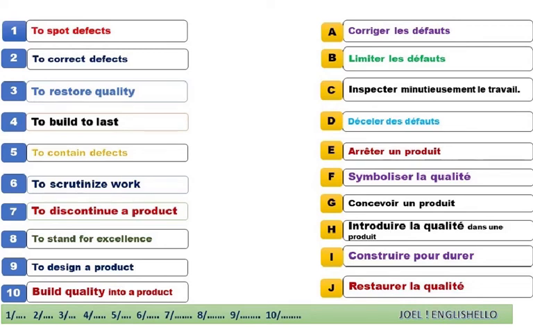To spot defects. Déceler des défauts. We spot defects on this product. Nous avons décelé des défauts dans ce produit.